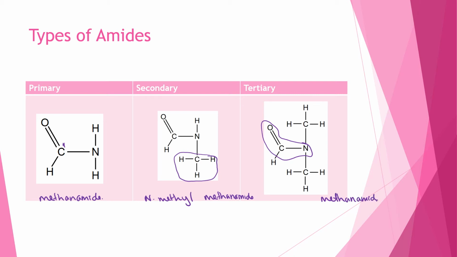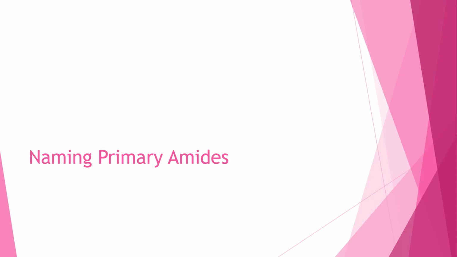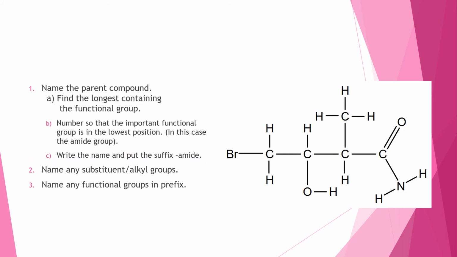This too, because it's only got 1 carbon attached to the amide group, is a methanamide. But this time we've got N,N, which means attached to the N we've got 2 methyls: N,N-dimethylmethanamide. As I said, we will only be studying primary amides. So let's go through how to name a primary amide.